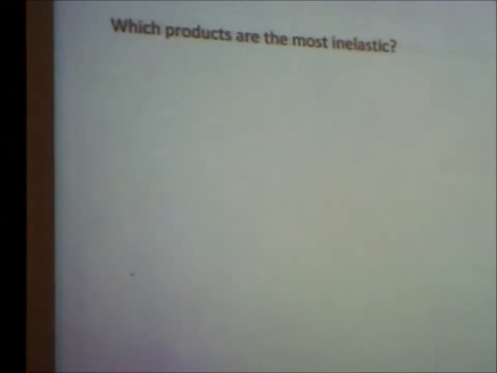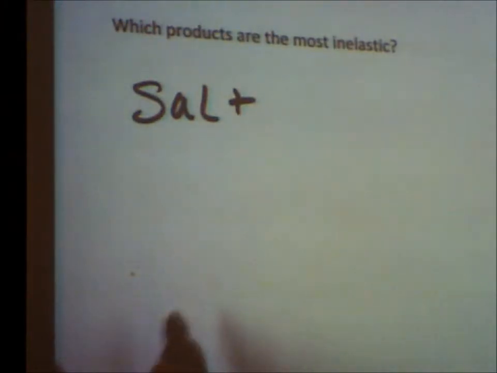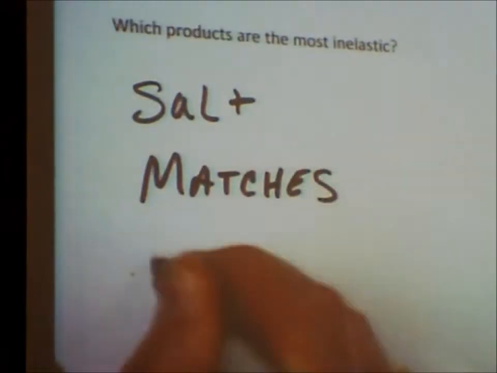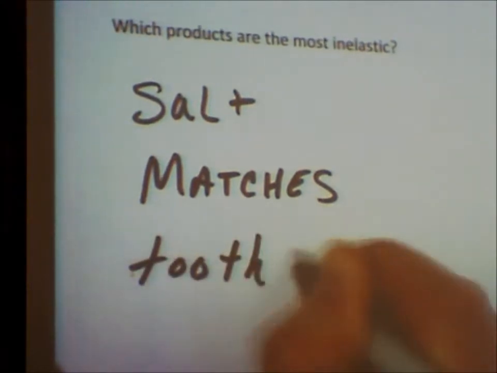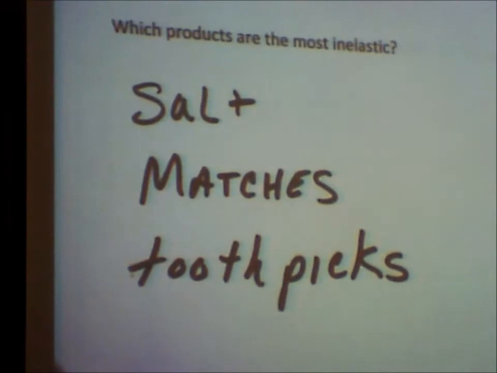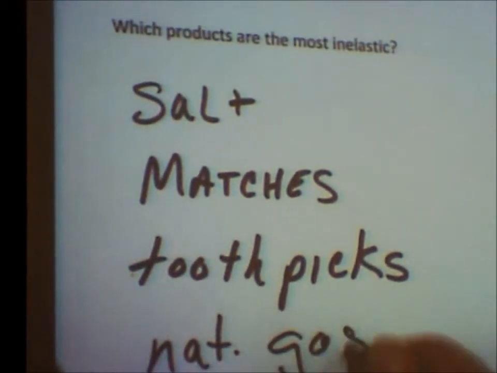Salt, matches, toothpicks. We have salt. What else? Matches. Toothpicks. Coffee. Automobiles for the long run. Everybody checking each other? Residential natural gas. And air travel for the short run is the same. Great. All right, what else? A couple more.